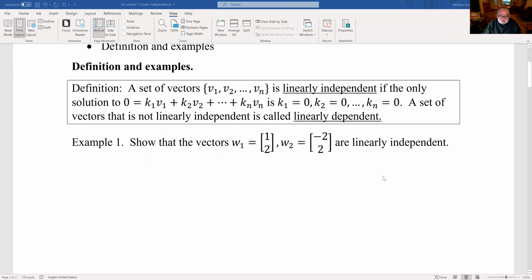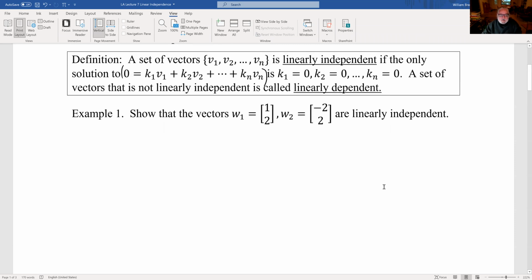A set of vectors is linearly independent if the only solution to this equation is k1 equals 0, k2 equals 0, dot dot dot, kn equals 0. A set of vectors that is not linearly independent is called linearly dependent. What we'll see is that if a set of vectors is linearly dependent, then at least one of them can be written as a linear combination of the other ones. So how do we show that two vectors are linearly independent?